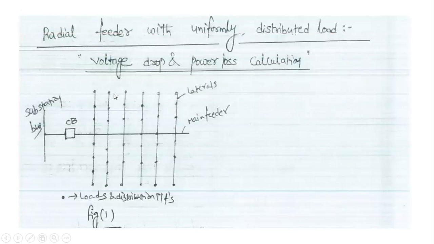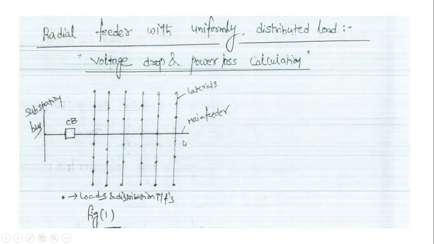First of all, what is meant by a radial feeder? Radial feeder means that the input is fed at only one end. The other loads are connected along the other ends. First, the radial feeder with uniformly distributed load. This is the uniformly distributed load. The first condition, we are taking the uniformly distributed load. In this case, what is the voltage drop and what are the power losses that will be obtained? All that will be calculated in this derivation.